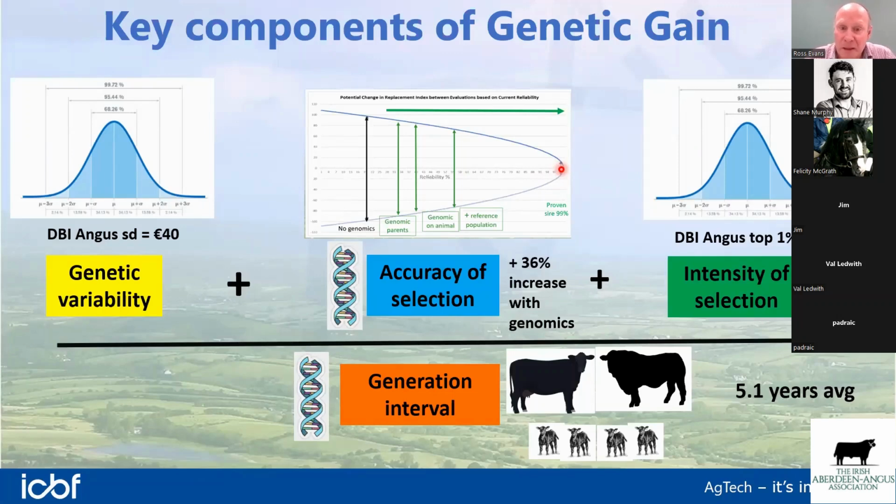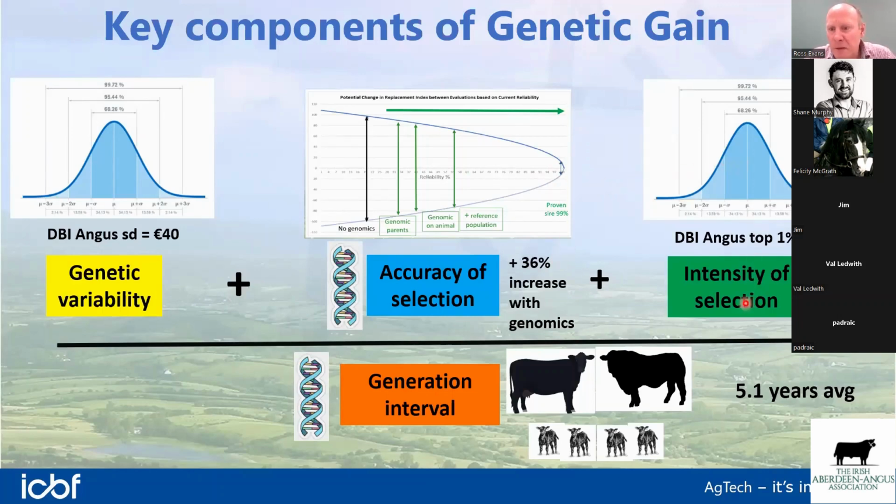So that's the accuracy of selection piece. And what we have seen across the traits is that on average we can see somewhere in the region of about a 36% increase in accuracy as we push genomics into the system. So that's always good, and it is getting better as the reference populations increase over time.